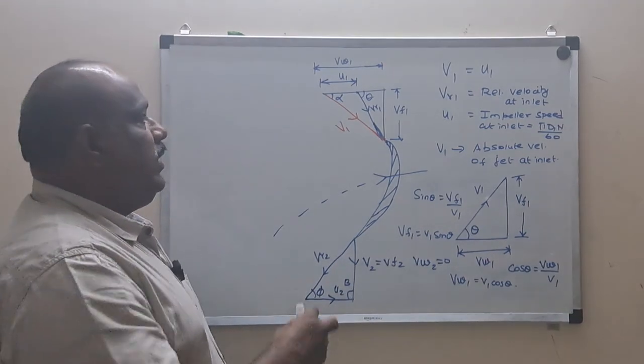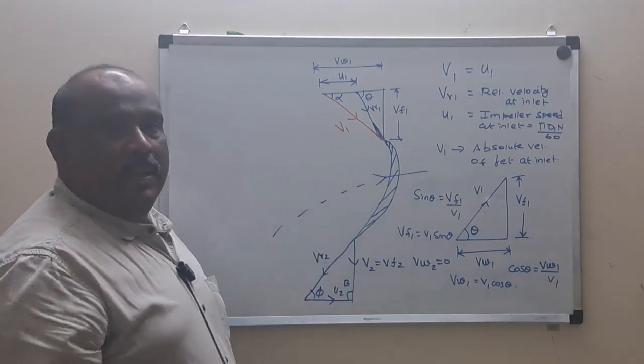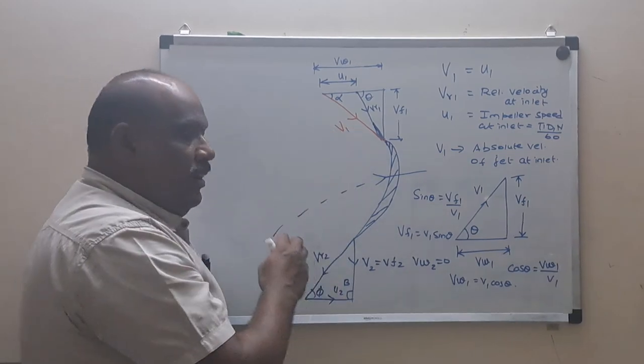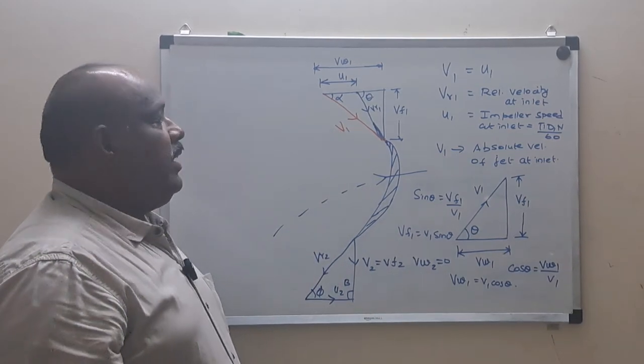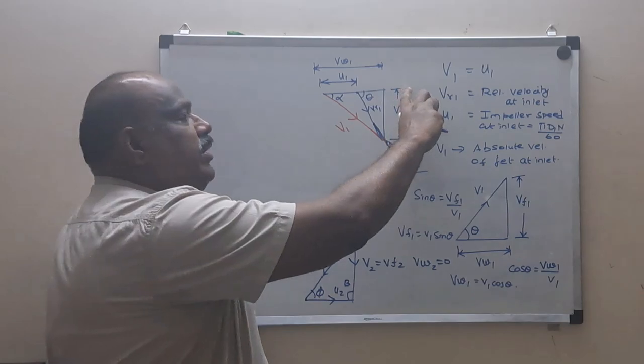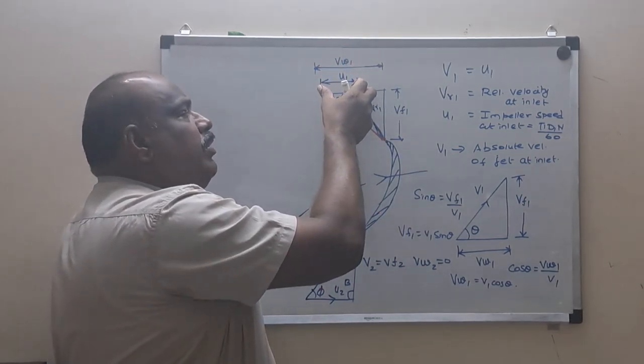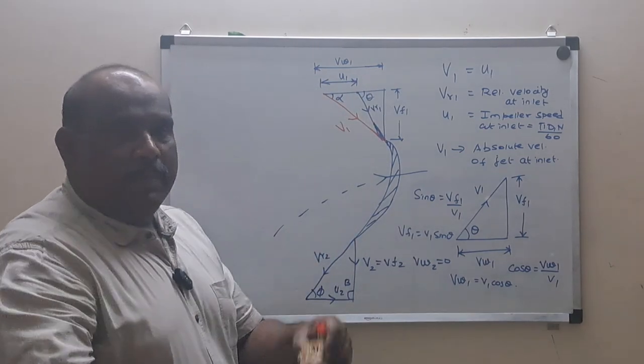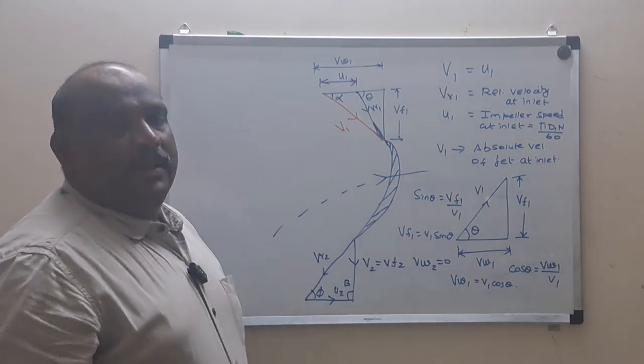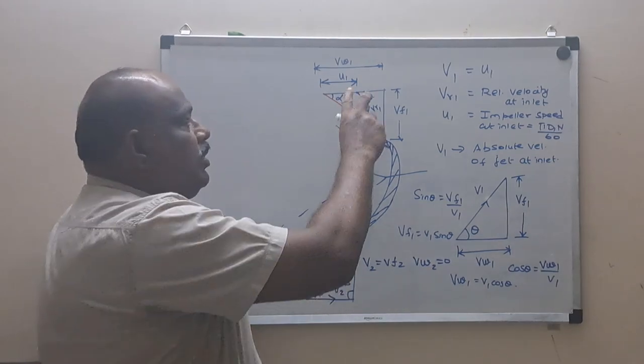Any doubt in the velocity triangle at inlet and outlet? V1 and V2 are the absolute velocity of the jet at inlet and outlet. Since it's inclined, it can be resolved into VF1 and VW1. Out of VW1, a small component will be converted into U1, which is nothing but to rotate the impeller to produce the power. This is about the inlet.